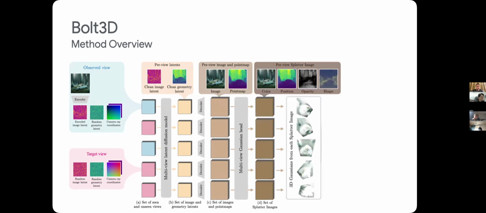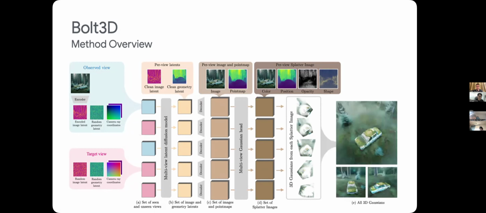Once we have this, we train a multi-view Gaussian head that takes in all of the predicted per-view point maps and RGB images to produce a set of splatter images. That means we transform each view into Gaussians. Here it was important to have cross-attention between all of the views so that the network could reason about all the splatter images together to ensure 3D consistency. And then finally, we can render these splatter images to view our final output.